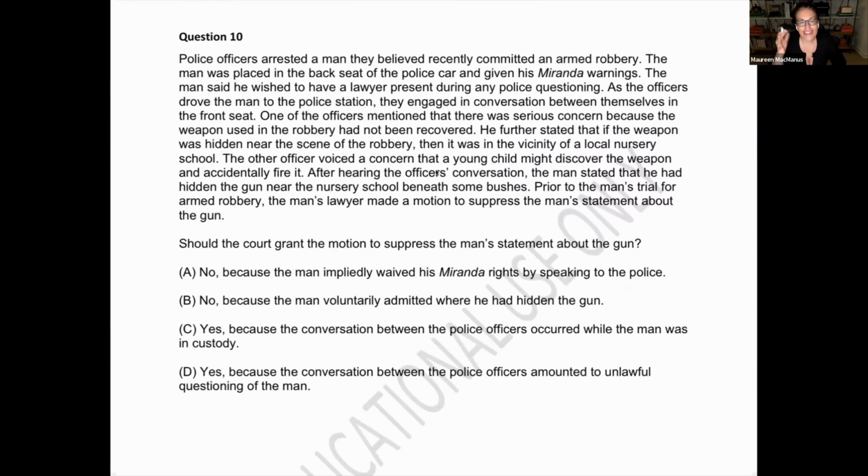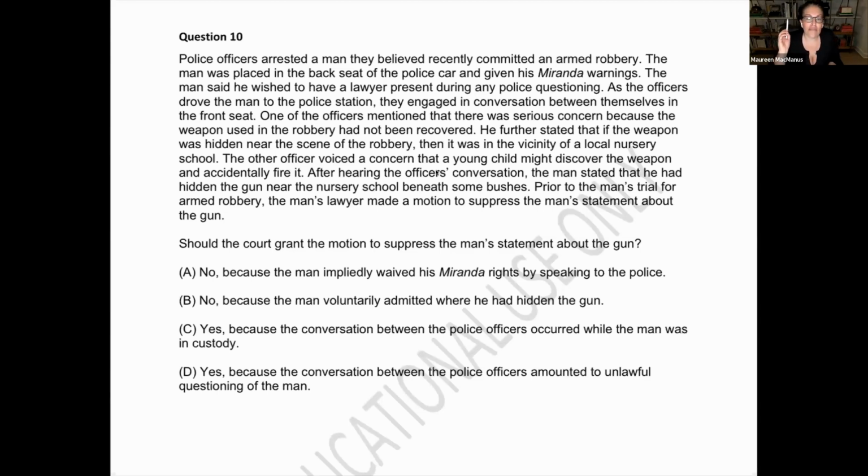Should the court grant, and you just want to go through this analysis. Should the court grant the motion to suppress the man's statement about the gun? So motion to suppress statement, I'm thinking 5th Amendment, 6th Amendment. So police officers arrested a man they believed recently committed an armed robbery. This question, how many of you recognize this question? Anybody recognize this, seeing it before? Yeah, almost everybody. This question is almost identical to a real question. So whoever wrote this, red flags went off on this one for me.